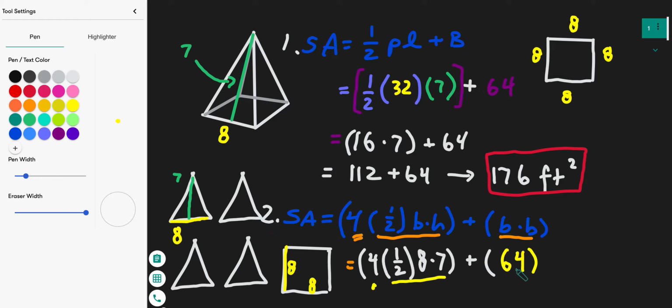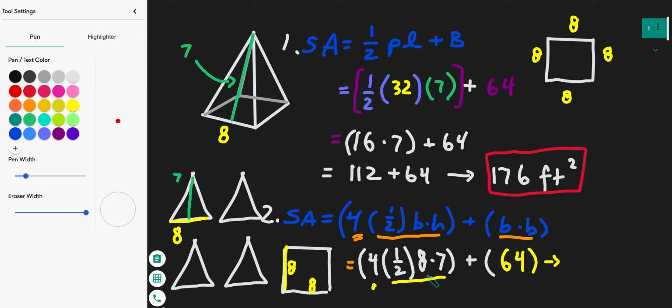I hope that makes sense. And then our next step is to add the area of our square here. So the area, like we found here, was 8 times 8, which is 64. Good. So let's do the math. So what happens when we multiply 4 times 1/2 times 8 times 7?